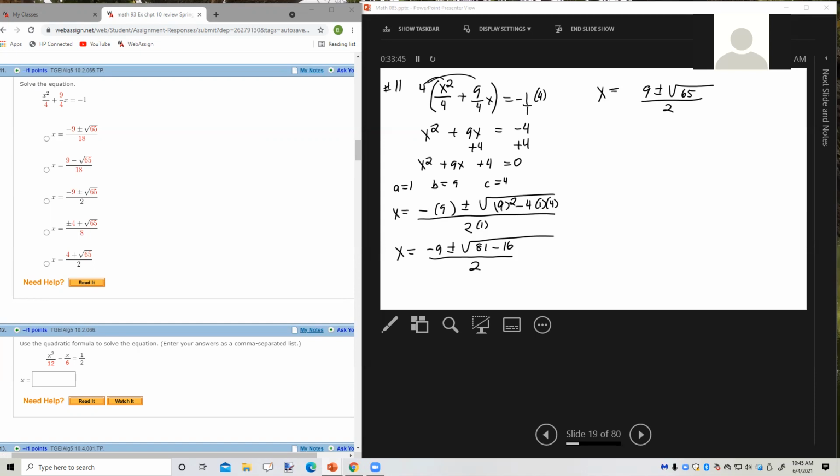All right, now, 65 doesn't contain any perfect square factors. And since it's a square root, that's what I'd be looking for. So I can't simplify this any further. So let's take a look and see if we have any of the answers over here.